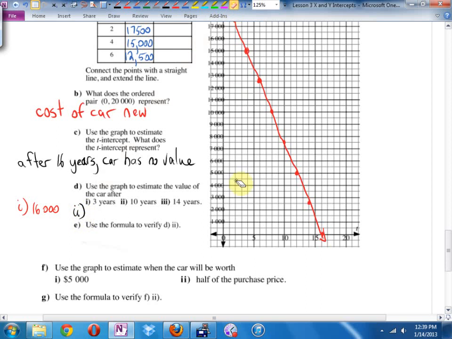What about after 10 years? So here's 10 years. How much? I think 7,500, right? Halfway between 7 and 8 would be 7,500. What about 14 years? There's year 14. 2,500.